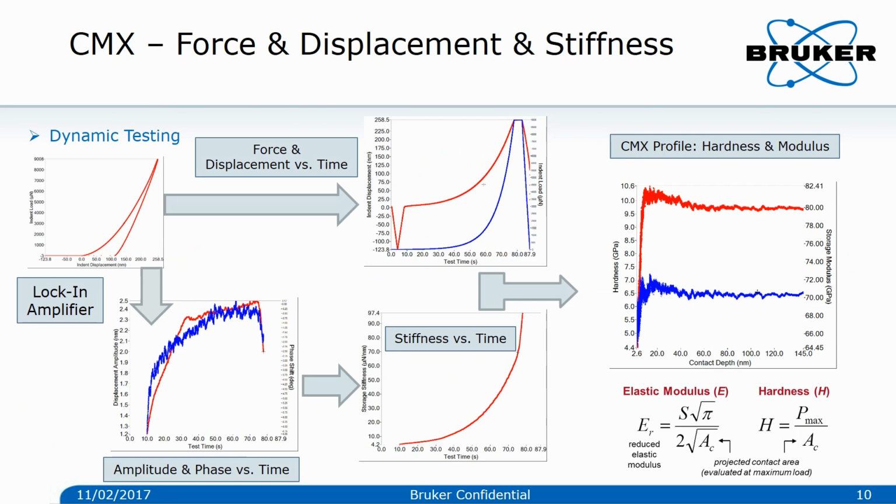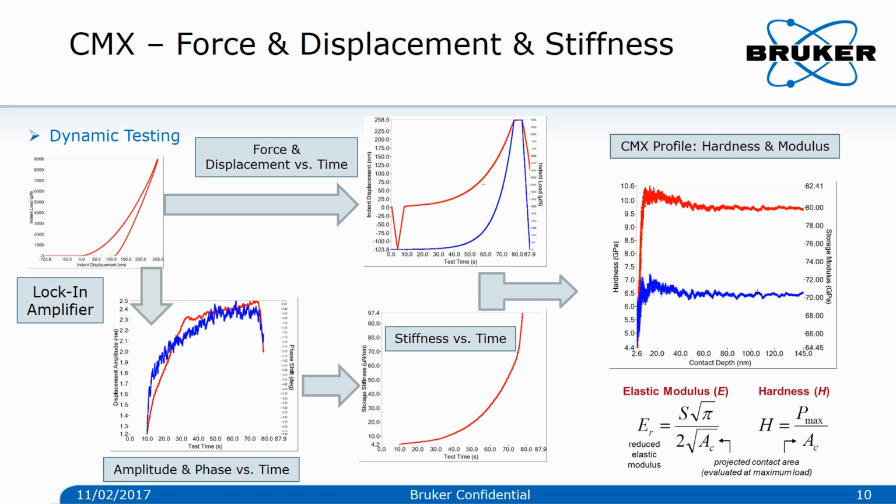The nanoDMA 3 technology allows performing a CMX experiment, an experiment of a continuous measurement of values X with time. X could be the hardness or the modulus of the sample. During the dynamic test, it's not only the force and displacement that are recorded with time, but also the output of the lock-in amplifier, the amplitude and the phase of the oscillation versus time.